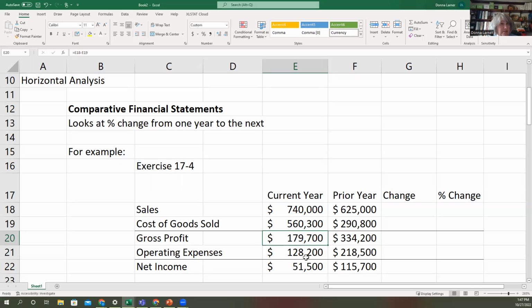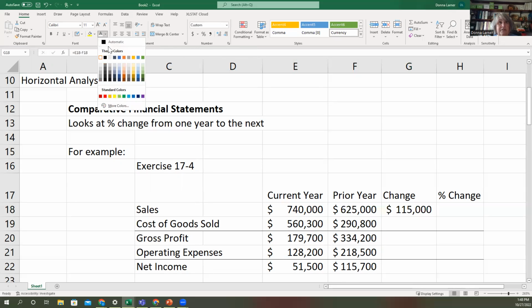Expenses went down. That's good. But net income went down as well. And that helps us some when we can visually see that. We can even do the calculation. How much did it go up by? Well, that's a subtraction problem. So all I have to do is come over here and do the math. It was 625, it went up to 740. When I subtract the two, I get 115.